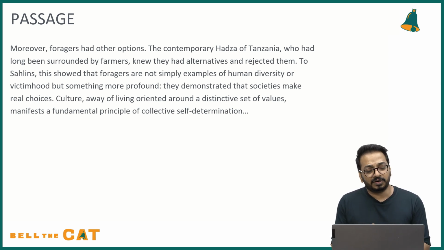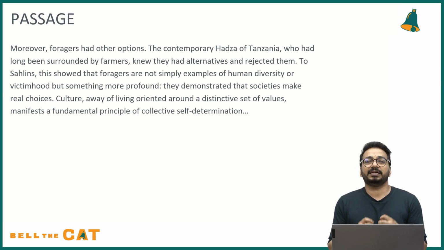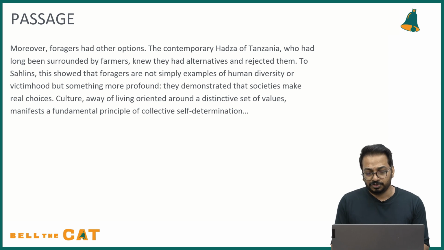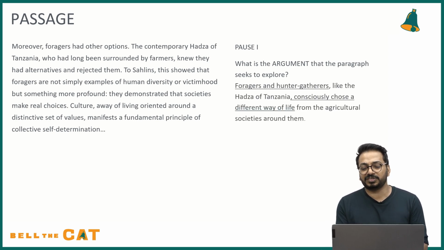Culture, a way of living oriented around a distinctive set of values, manifests a fundamental principle of collective self-determination. Essentially, it's saying that these people made a real choice. They chose a particular culture. Right? So what is the argument of this paragraph? Very, very simple: the foragers consciously chose a way of life that was different. Foragers and hunter-gatherers, like the Hadza of Tanzania, consciously chose a way of life different from the agricultural societies around them. Right? So it's a conscious choice.